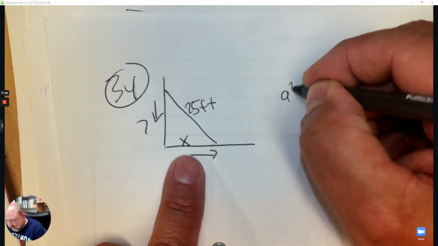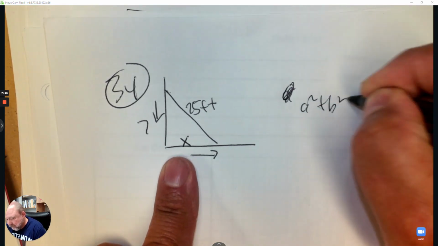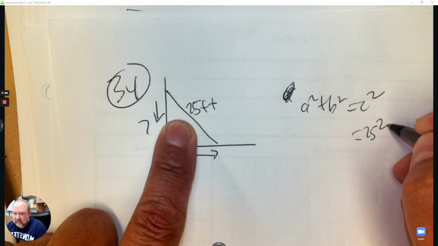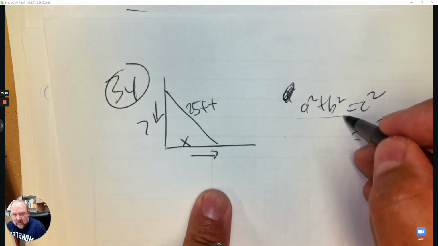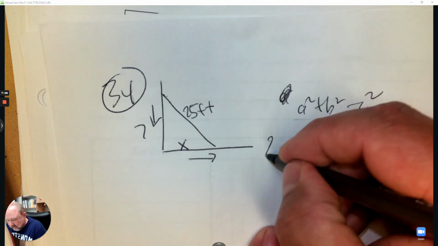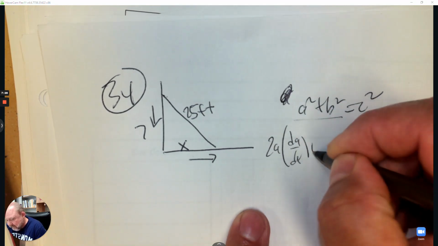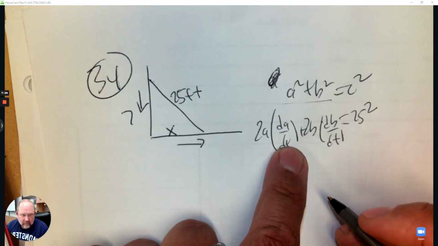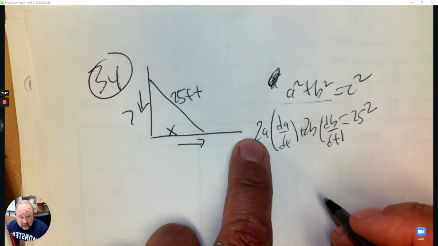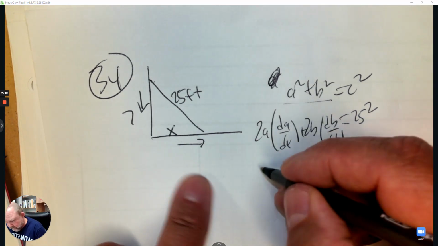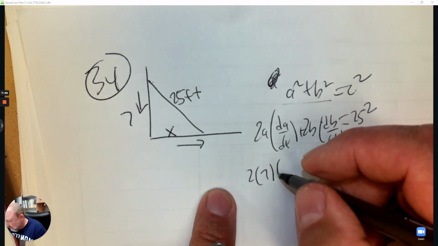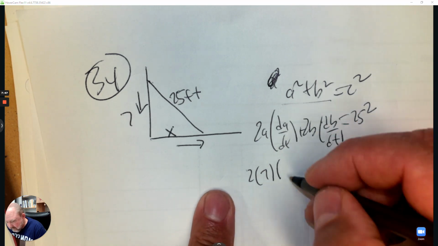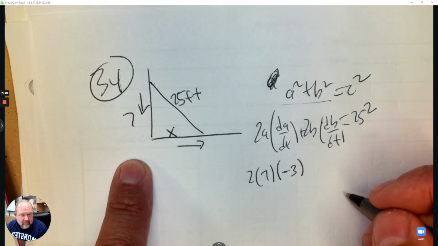So first of all, I'm going to write down a squared plus b squared equals c squared. That's what's connecting. The 25 will never change. It's a constant, but this one is going to change. So I'm going to take the derivative of this and then plug in. So that's 2a dA by dt, and that's 2b dB by dt. Take the derivative with the hook, take the derivative with the hook. So I know that this here is 7, and that it's falling down at a rate of 3 feet per minute. That's going to be -3 because it's falling down.